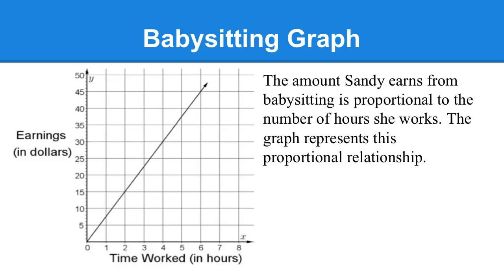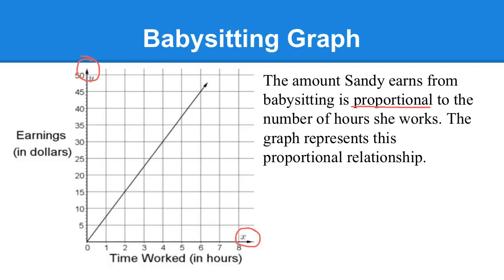On the x-axis, which is the bottom part of your graph, we see the time worked in hours. And on the y-axis, which is your side, our label says earnings in dollars. So we are comparing how much time was worked to how much money was made. It says the amount Sandy earns from babysitting is proportional to the number of hours she works. The graph represents this proportional relationship.